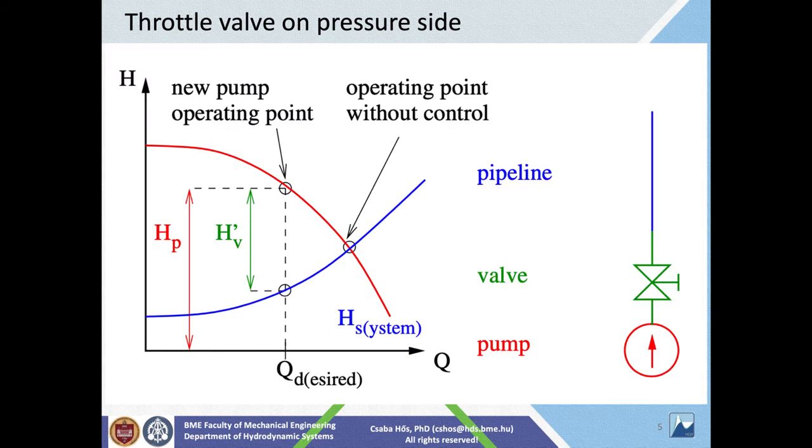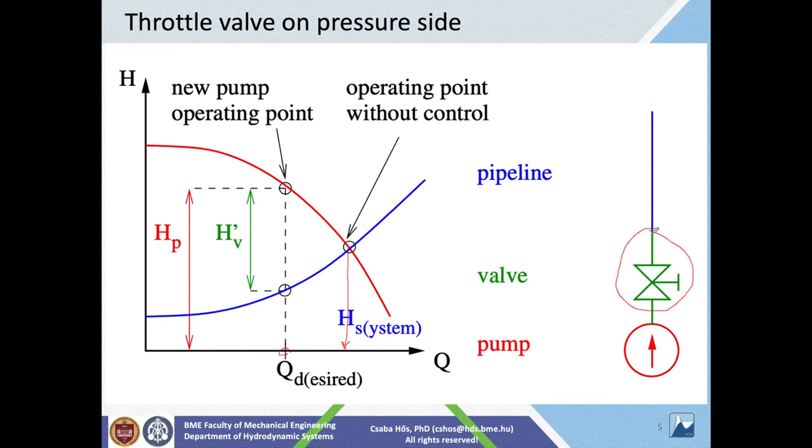Now about controlling the pump. Imagine the following case. You have the red pump and you have the blue pipeline curve. If you simply connect them, then this will be your operating point and this will be your flow rate. Now let's say that you are not happy with this flow rate because you want a smaller flow rate, which is this Q desired. Our task is to set this desired flow rate, and what we will do is add a valve at the pressure side of the pump.